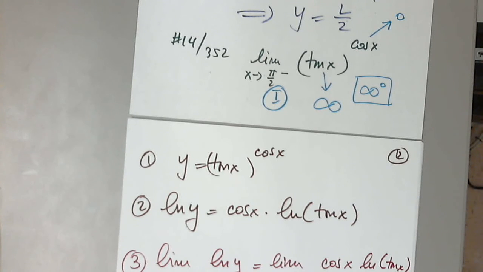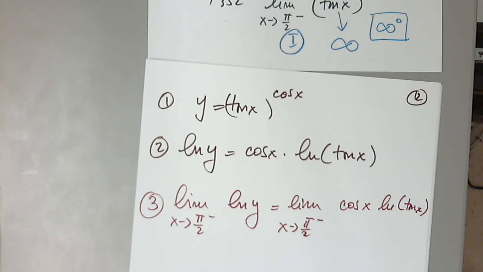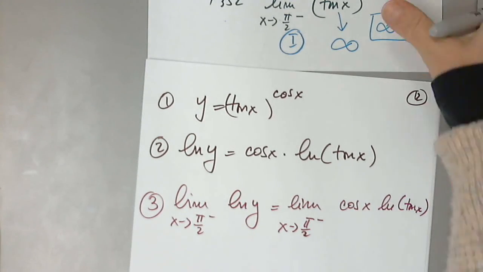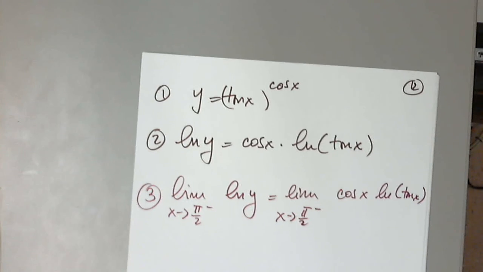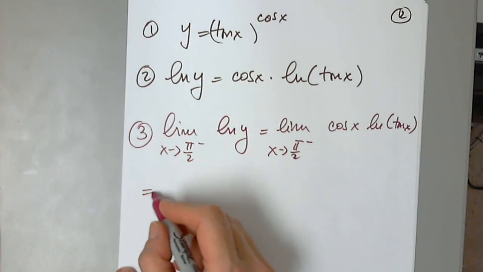At this point, what is our hope? Our hope is that I can manipulate this function, cosine times natural log, into a ratio. If I can manipulate it into a ratio and I get 0 over 0 or infinity over infinity, then I'm on straight line, right? There is no more hopes. So let's see.